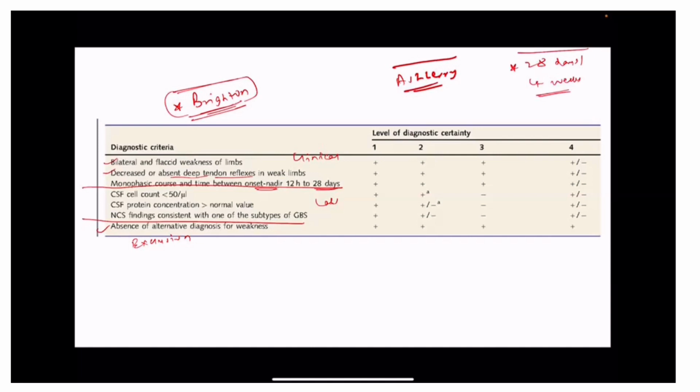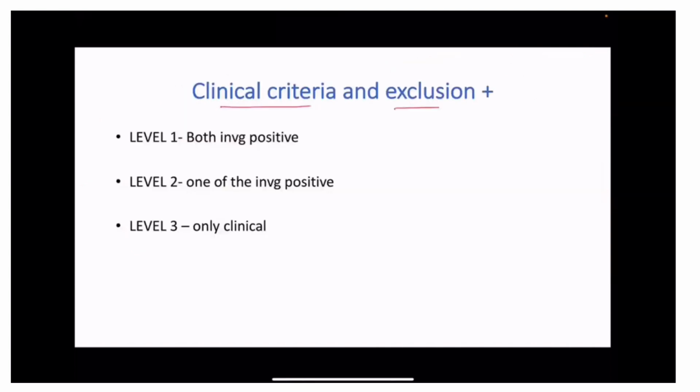The CSF features, again, I told you, cell count is usually less than 50, typically less than 10. Easy way to remember. Proteins are high, and nerve conduction findings are consistent. The nerve conduction findings I already told you. So there are 2 things about CSF and one thing about nerve conduction study, and absence of alternative diagnosis for weakness, wherein you don't think that any other diagnosis is present. So how do they make it? Clinical criteria plus exclusion is there. And we just check for our 2 investigations, that is nerve conduction study and CSF.